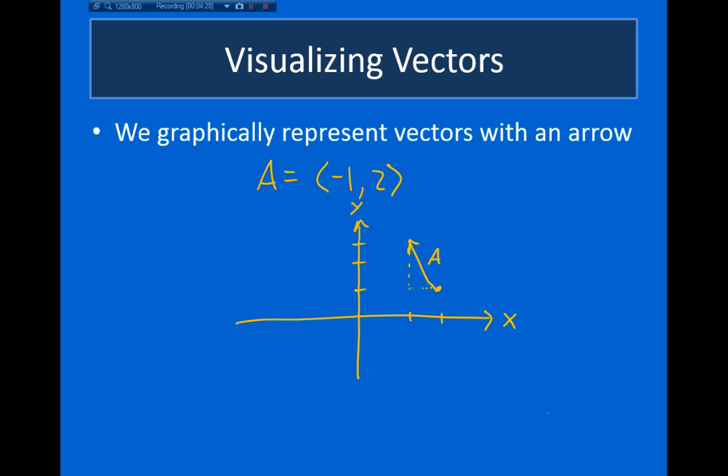And that's vector A. Now remember that vectors don't depend on absolute position. So any vector which goes over 1 and up 2 represents vector A. So all of these arrows here are vector A.